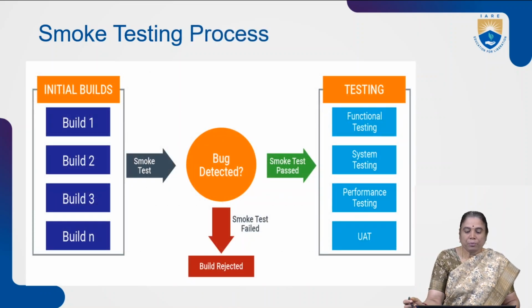In the smoke testing process, initially builds must be developed; the project must be delivered as a series of builds, like build 1, 2, etc., build n. Whenever the builds are available, the smoke test can be conducted. In the process of smoke testing, if a bug is detected, then the build must be rejected. It detects an error in the build, so the build is rejected. If the build is error free, then the smoke test is passed.